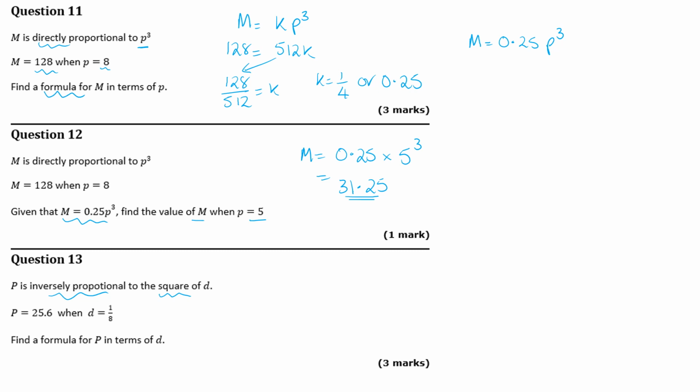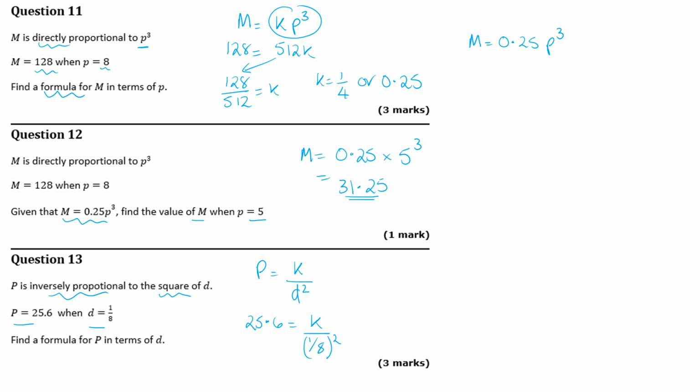So when it's inversely, you can write P is equal to K over. Now instead of times like we had before, because it's inversely, you've got to put whatever it's inversely proportional to on the bottom. And it's inversely proportional to the square of D. Now we're given some information, and that will allow us again to find K. So 25.6 is equal to K over 1/8 squared.